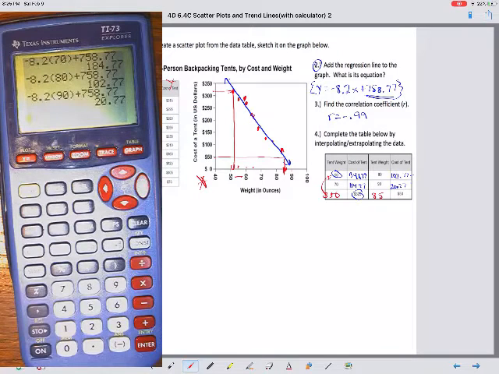That's how a level 4 or a mastery level problem is going to work. This tells me that you know all the ins and outs of scatter plots and how to use them and read them.